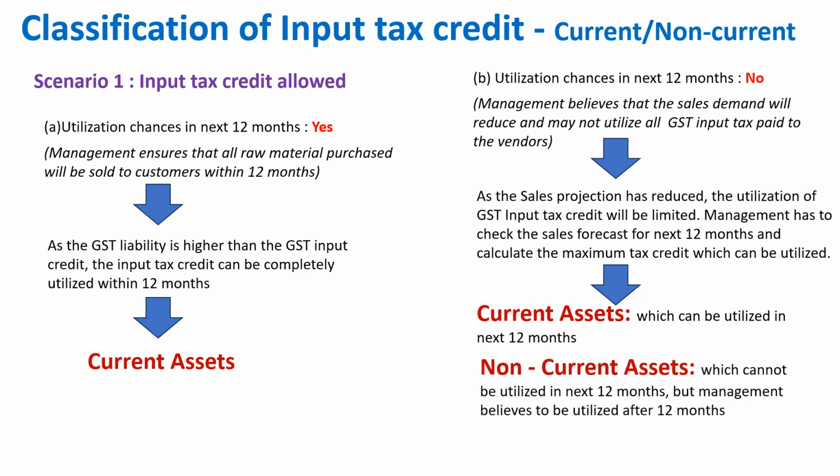Now, the remaining amount which cannot be utilized in the next 12 months, but management believes will be utilized after 12 months, will be treated as non-current assets, because the company can't utilize it in the next 12 months. So we can't show it as current assets.